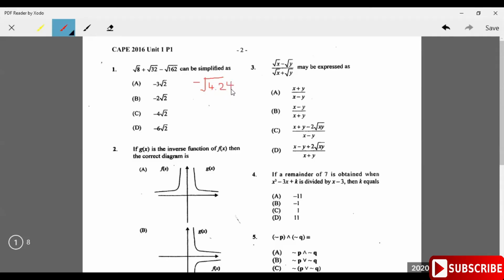And check which of these give you minus 4.24. So minus 3 square root 2 is minus 4.24. And so that's A. So that's question one. Question one is A.